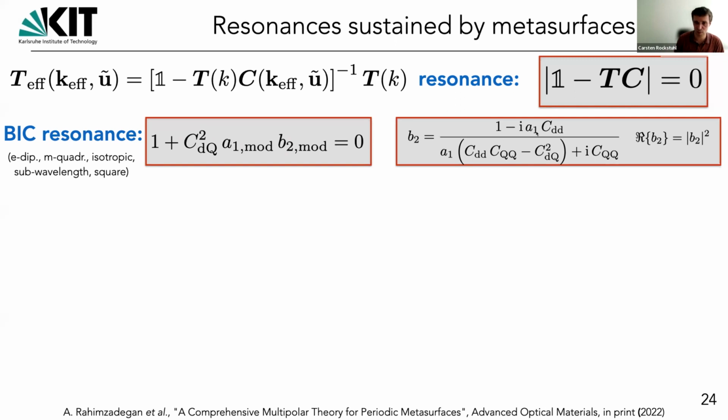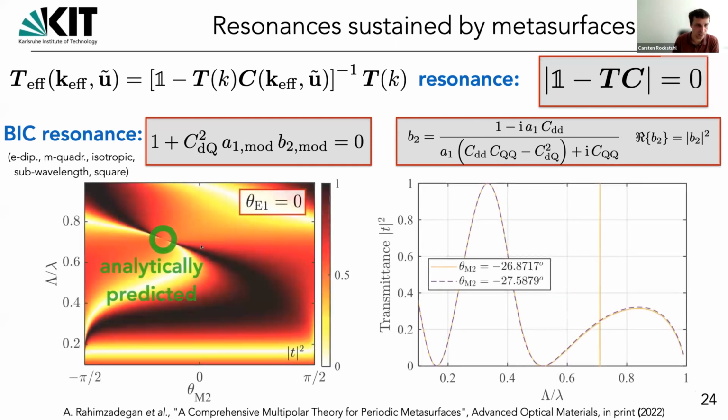What we can do, for example, is fix in this equation this electric dipole Mie coefficient. Then there are two parameters that are left over: in essence, the angle that parameterizes the magnetic quadrupolar Mie coefficient, and also the lattice constant that characterizes the metasurface. These two parameters need to be identified in order to be a solution to this equation. And indeed, this can then be analytically predicted. So there's a certain combination of period and magnetic quadrupolar Mie angle that tells you exactly at that point you are going to have a bound state in the continuum.